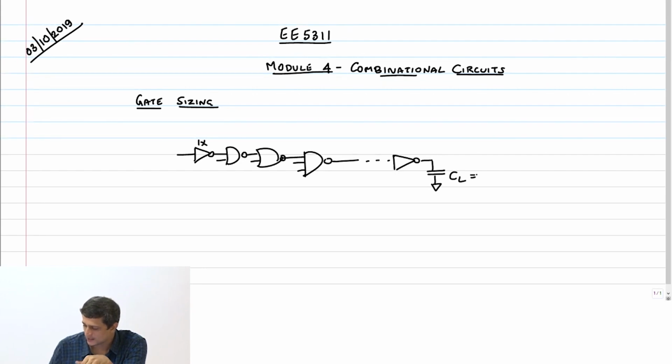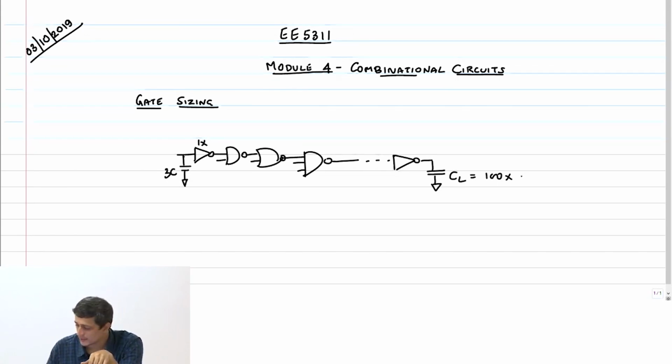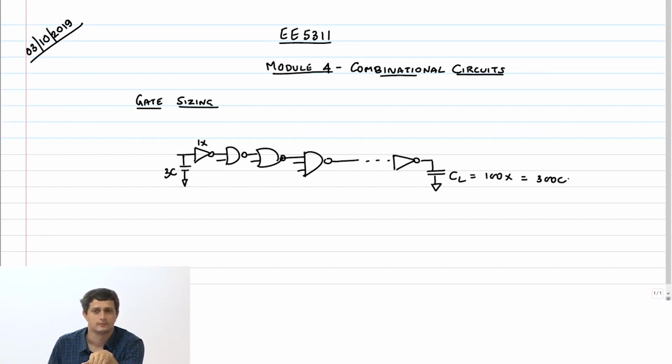and let's say that this is some 100x of the unit inverter's capacitance. So we will normalize everything like this to the unit inverter's capacitance. Let's say that this had a capacitance of 3C. Then I am saying this is nothing but a capacitance of 300C. Okay, normalized capacitance.